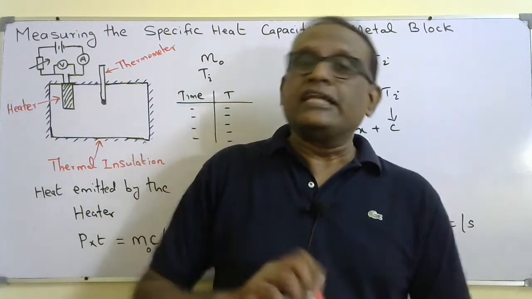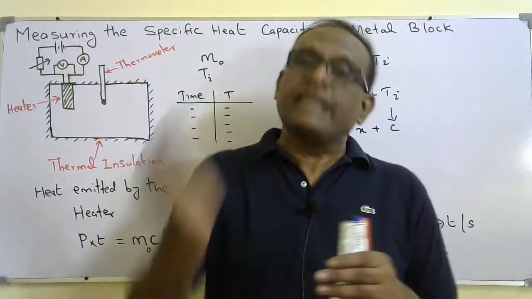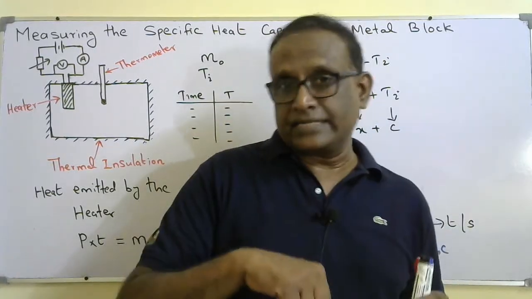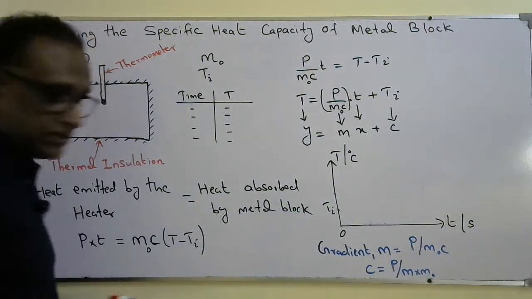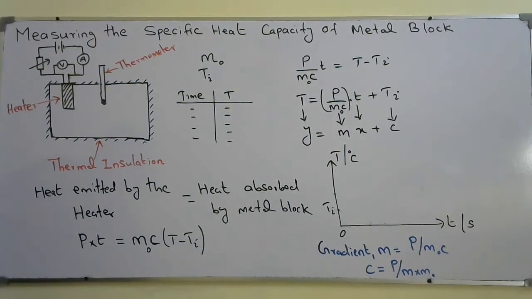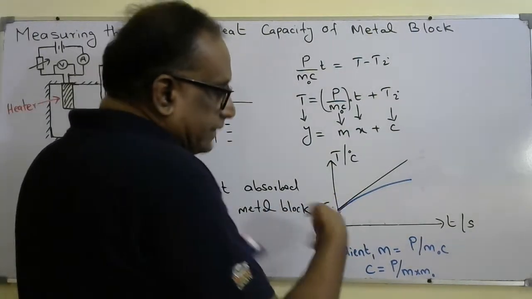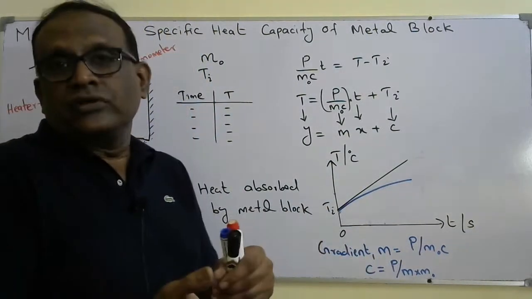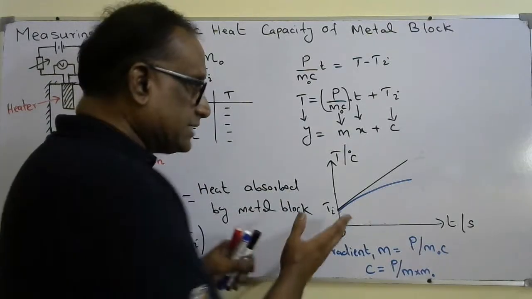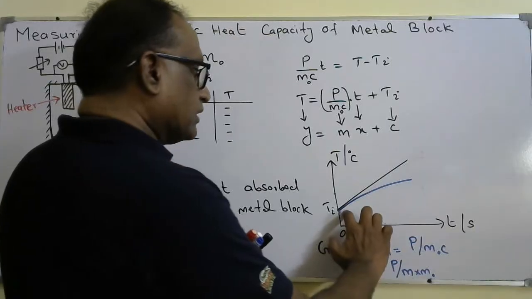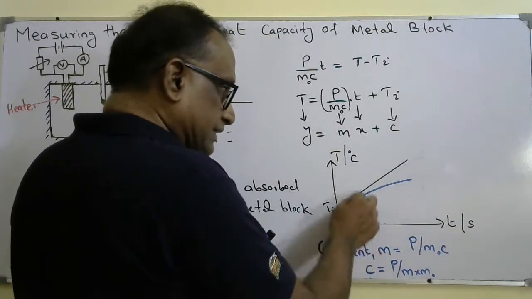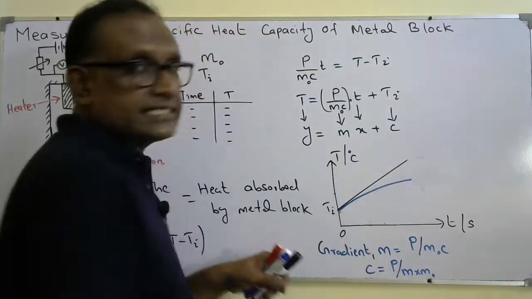So when the rate of heat loss to the surrounding increases, the rate of increase of temperature will decrease. So there the graph will become like this, because when the temperature increases, the rate of heat loss to the surrounding will increase. So the rate of increase will decrease, meaning the graph will bend. The temperature is increasing, but the rate of increase is decreasing.